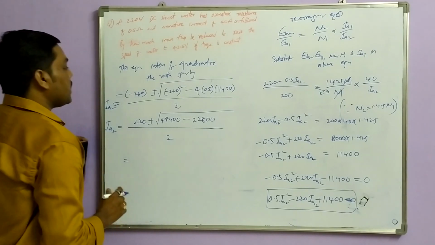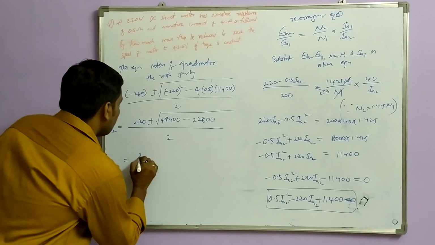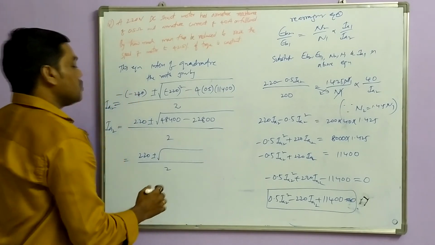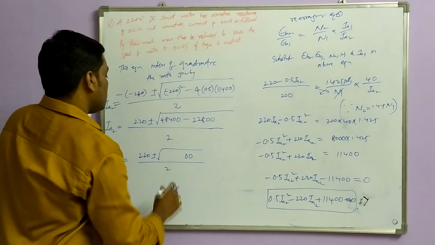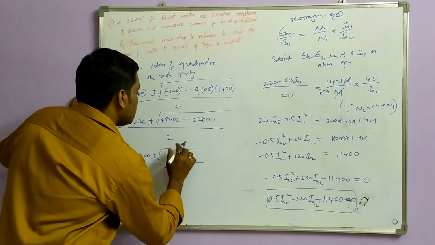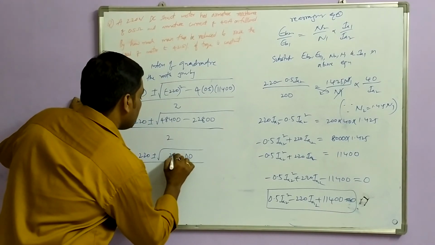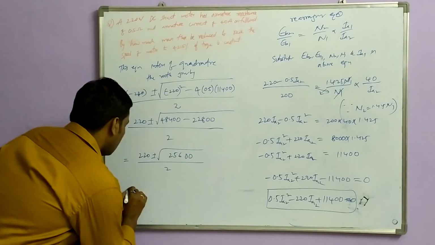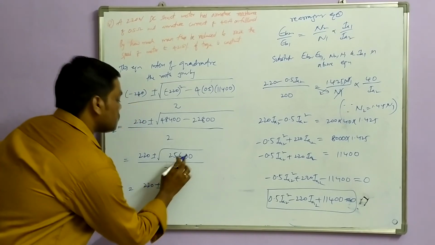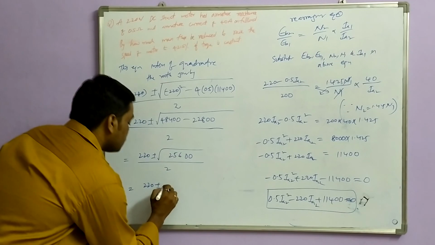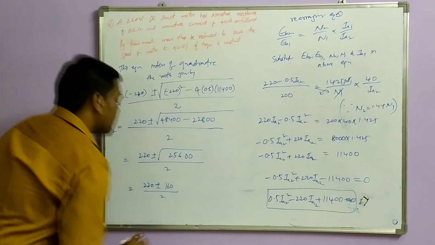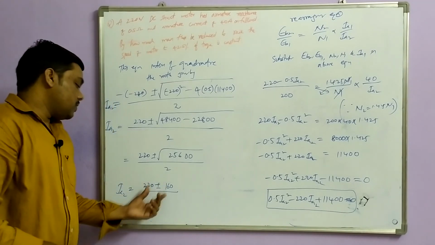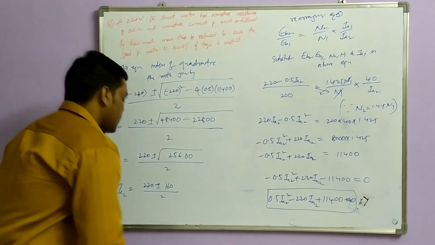Now if we calculate this term, 220 plus or minus the root of 25600, that is 160, divided by 2. Now this is the IA2 value. If you go for the positive value, you will get a very high value, so we take the negative value.